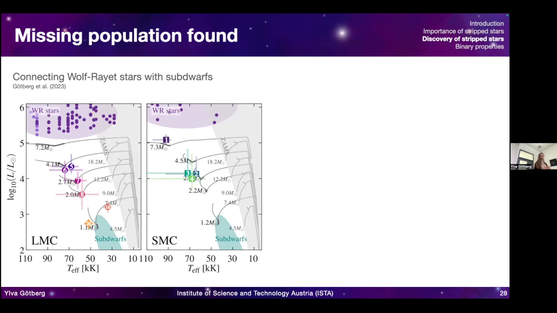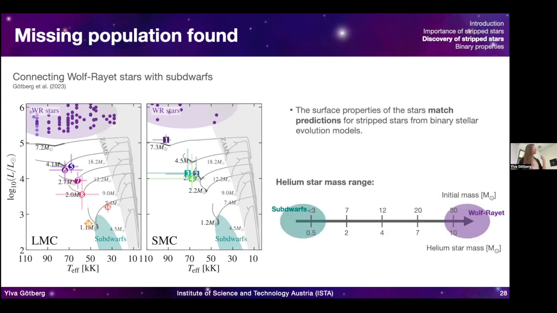It's worth noting we would not have seen such a lower mass object unless it was cooler and therefore brighter. So on average, we think that the surface properties of these stars match the predictions from the binary stellar evolution models. And we think that we have created a little bridge between the subdwarfs and the Wolf-Rayet stars.